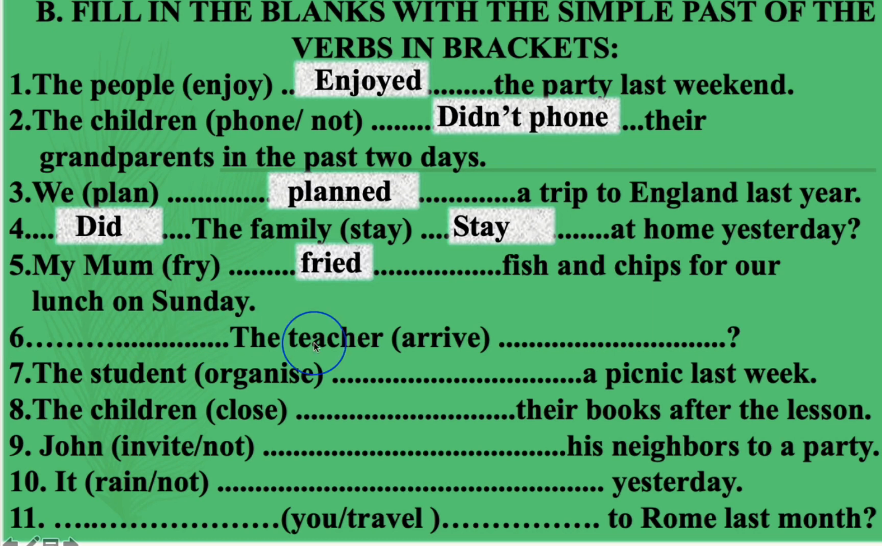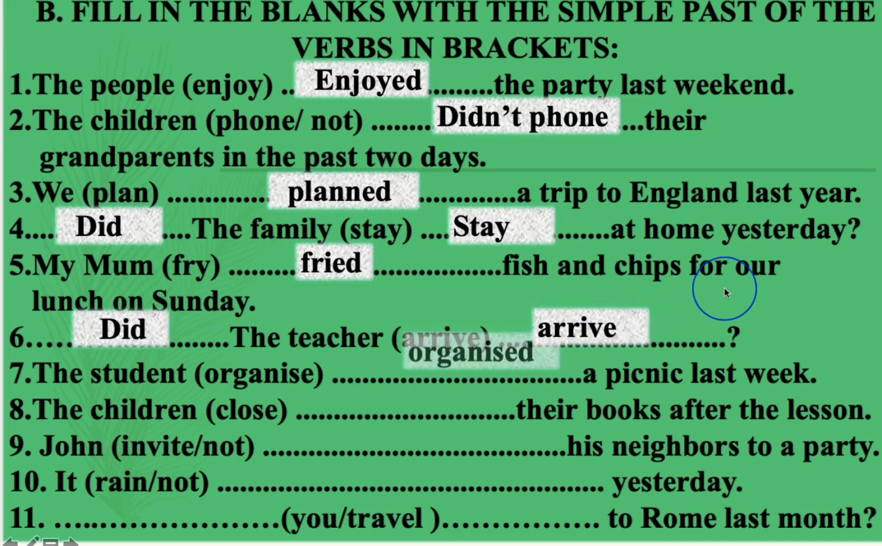Number 6, we have the teacher, but here we have a question mark. When we have interrogative form, we always start with did, then the subject, the teacher, then arrived, no change in the verb. Please, if we have negative or interrogative, we do not change the verb.